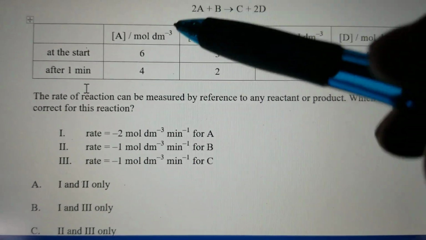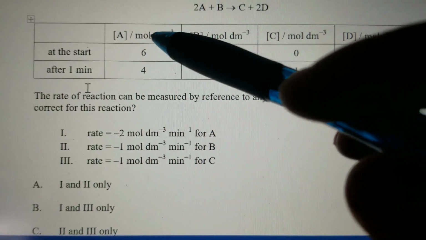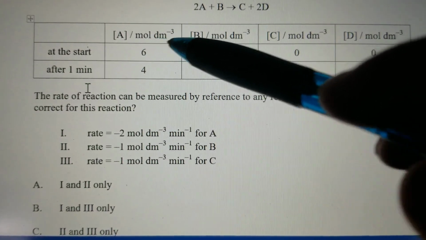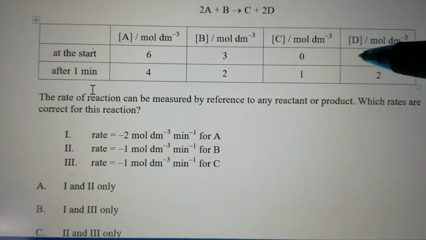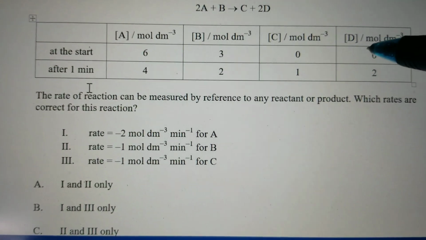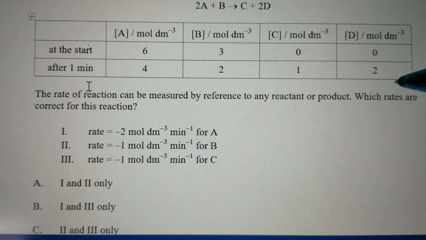First of all, the concentration of A is 6 at the beginning. The concentration of B is 3 at the beginning. And then there's no C or D. C or D are formed later. That's why it goes up to 1 and up to 2.